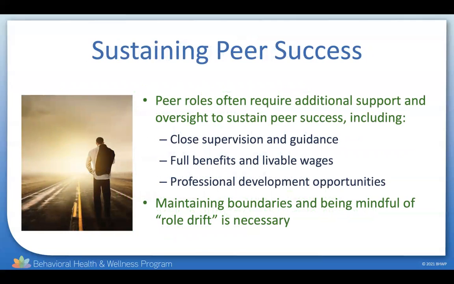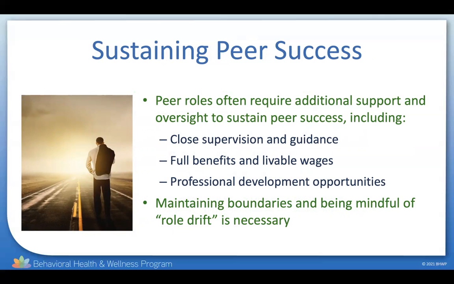Okay, so sustaining peer services. We've looked at sustaining peer positions from a programmatic perspective, but now I want to also look at sustaining peers themselves and peer roles as well. And so again, the role of the peer supervisor is critical, and peer roles may benefit from close supervision and guidance, particularly in the beginning as peers are getting oriented and started.